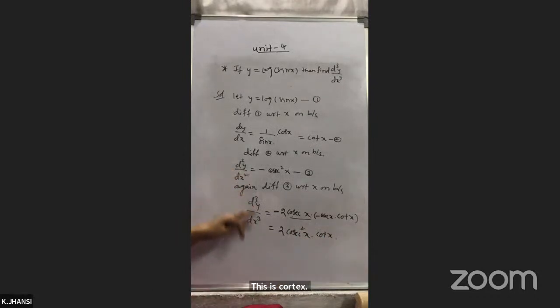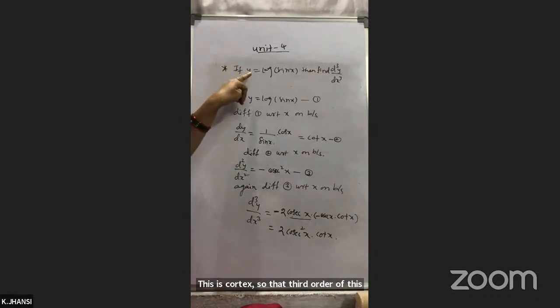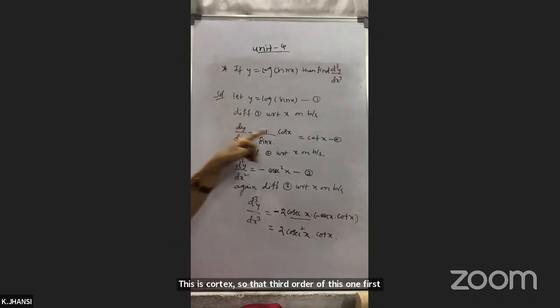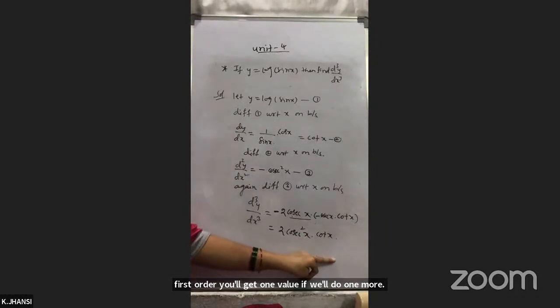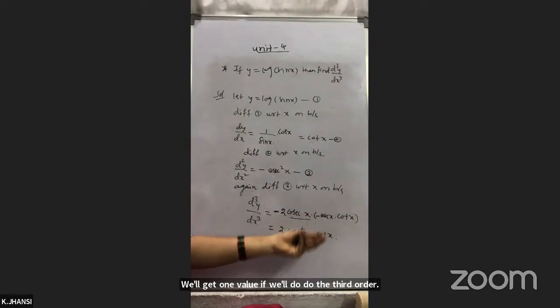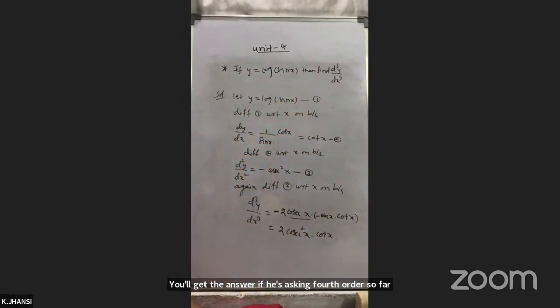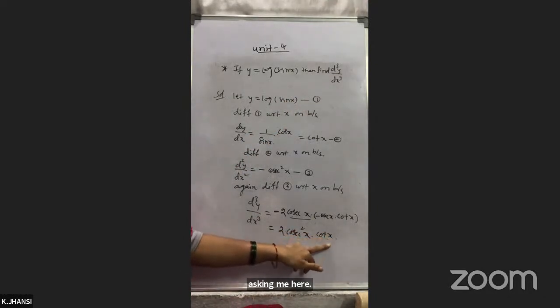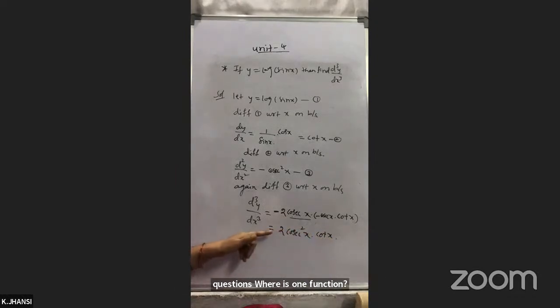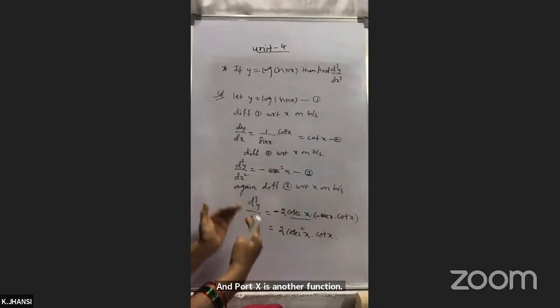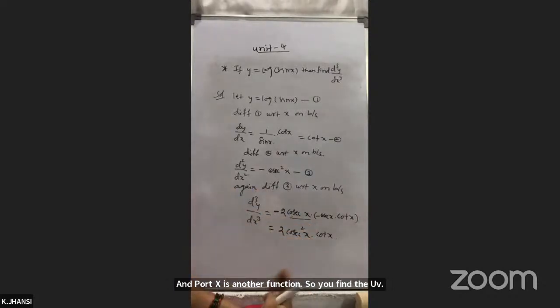So for the third order, first the function is given. If you do the first order, you will get one value. If you do one more, you will get another value. If you do the third order, you will get the answer. If he is asking the fourth order, d to the power of 4 by dx to the power of 4, here it is the UV rule, because two functions are there: cosecant square x is one function and cot x is another function. You find the UV by taking one constant and differentiating the other, and then the second one constant and the first one differentiated, and you will get the next order. Like this you can find any order from the given problem.